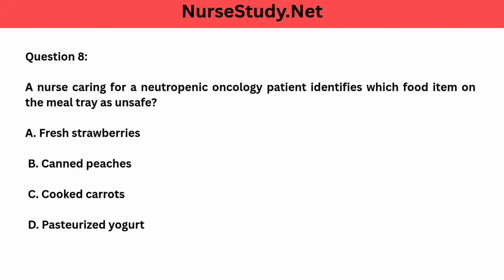Question 8. A nurse caring for a neutropenic oncology patient identifies which food item on the meal tray as unsafe? A. Fresh strawberries. B. Canned peaches. C. Cooked carrots. D. Pasteurized yogurt.